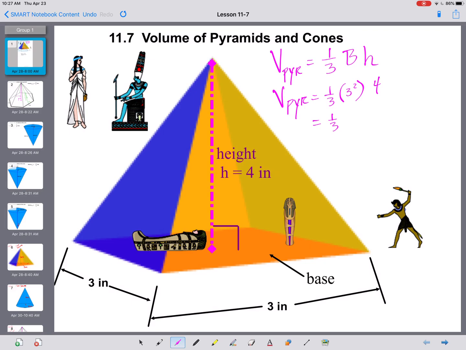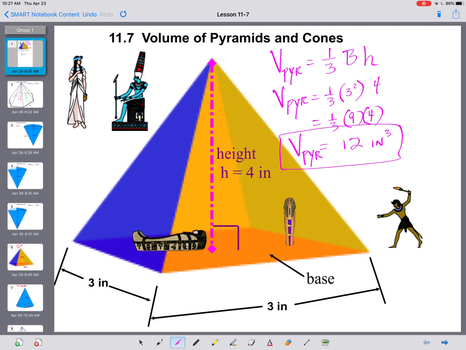Okay, let's do that. Here we go. We got 1/3 times 9 times 4. 1/3 times 9 is 3. 3 times 4 is 12. There it is. Volume of our pyramid. Now, what about units? Yeah, on this one here, all the length measurements were in inches. Our volume is 12 inches cubed. There it is.